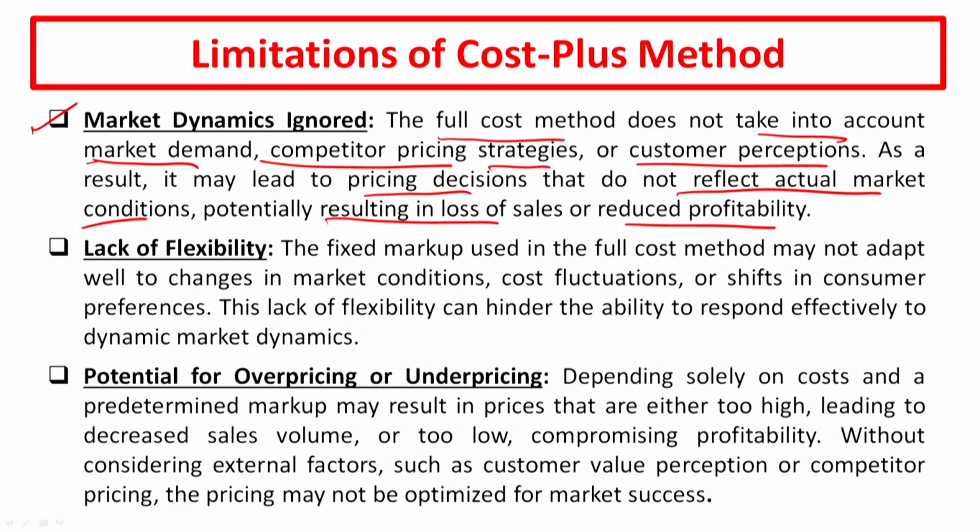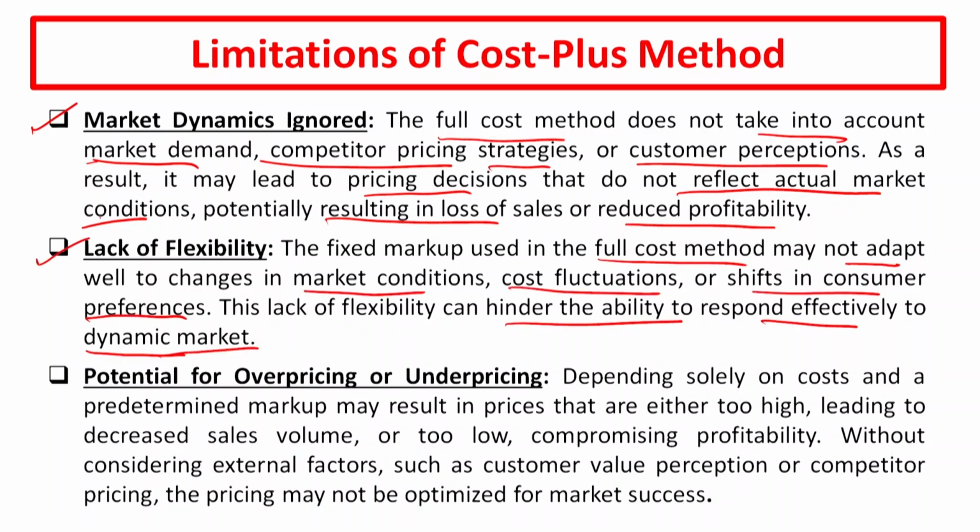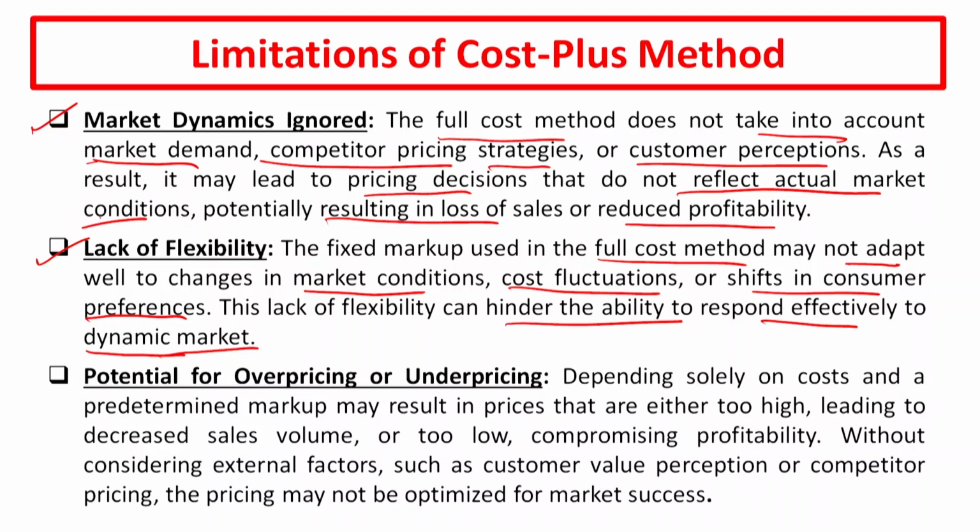The second is lack of flexibility. The fixed markup used in the full cost method may not adapt well to changes in market conditions, cost fluctuations or shifts in consumer preferences. This lack of flexibility can hinder the ability to respond effectively to a dynamic market, which means the flexibility aspect is missing here, and the market, as you are aware, is not constant, because here we consider the costs which have been incurred as well as the expected profit, and we are not able to be very flexible in our nature. So this is one of the limitations of the cost plus method.